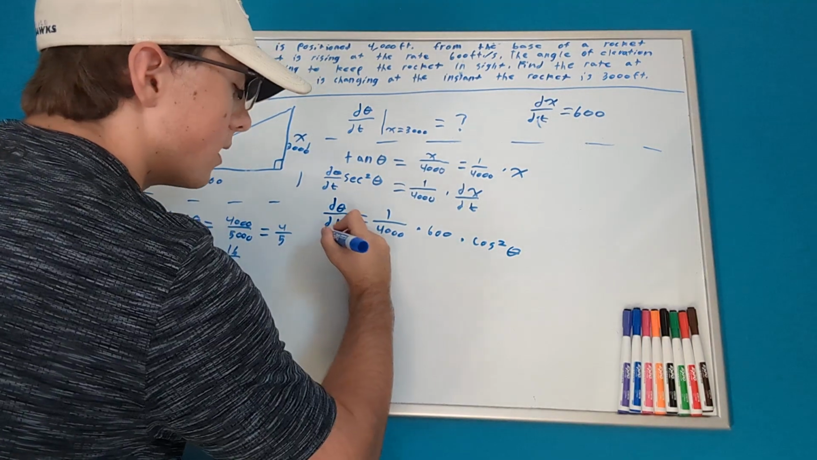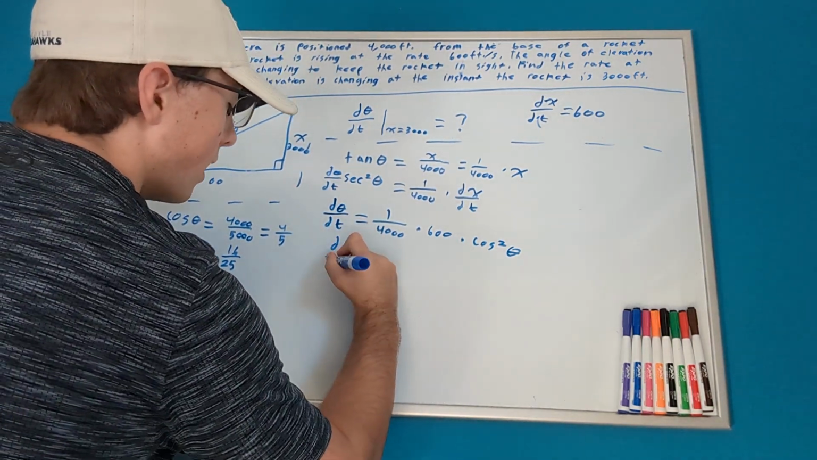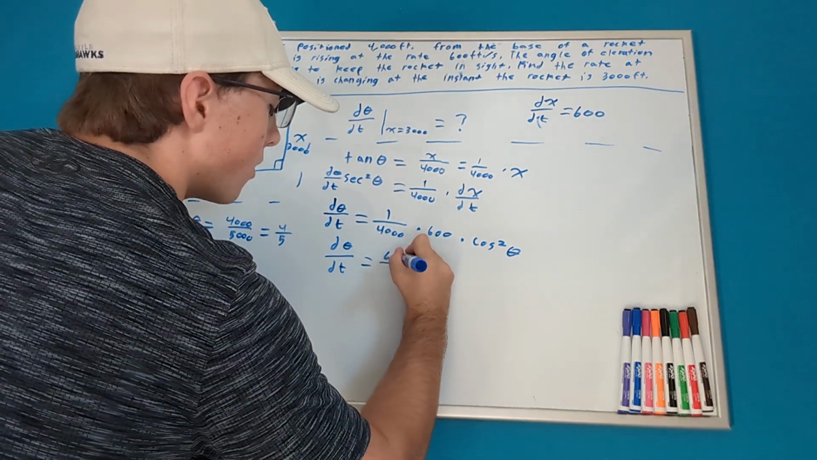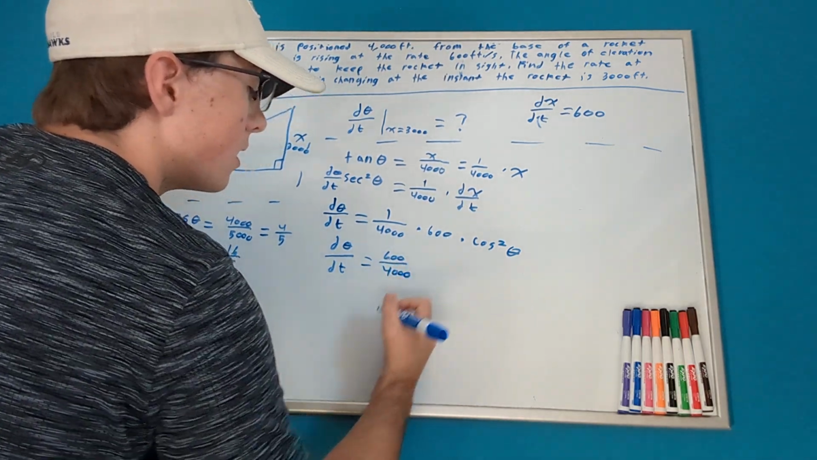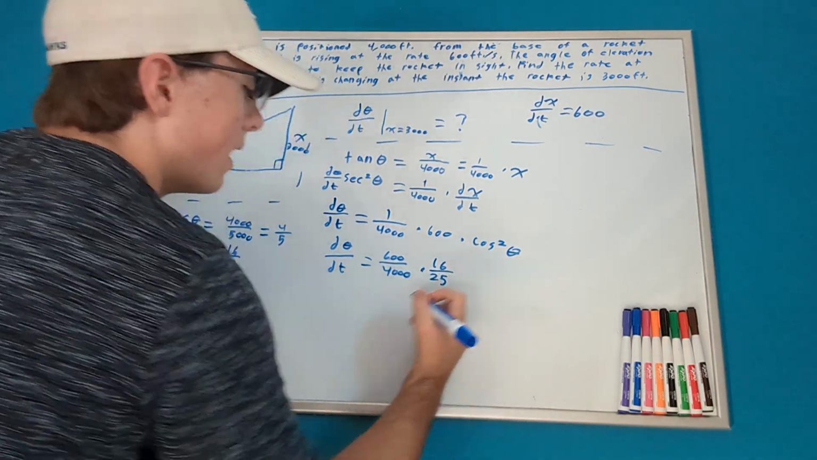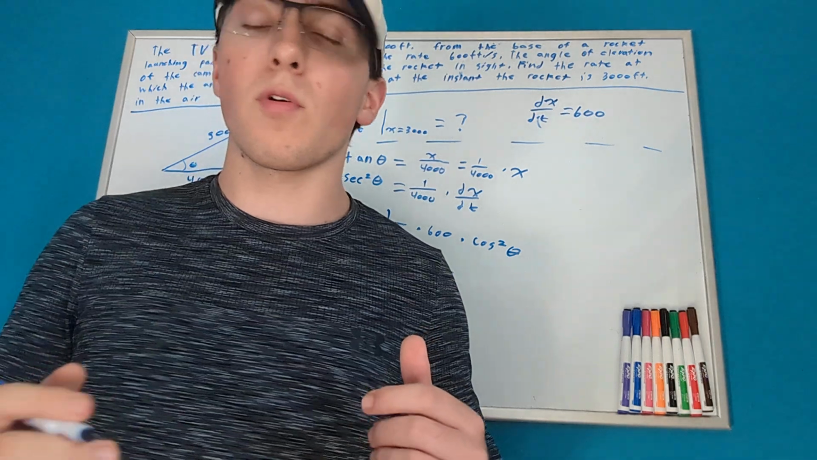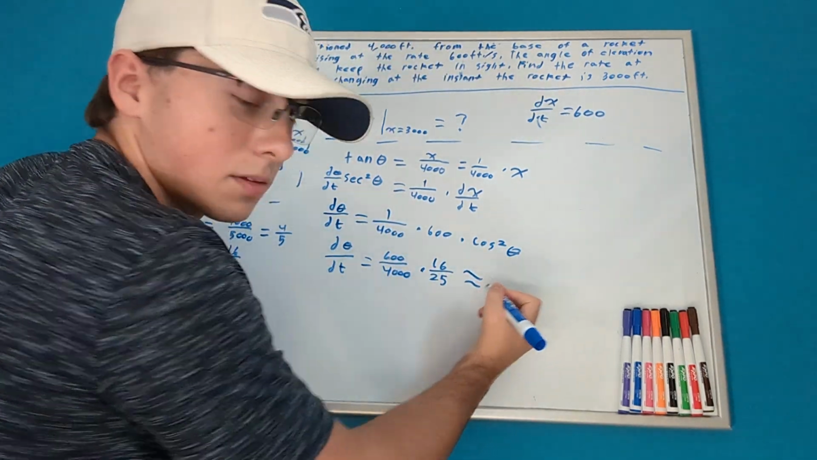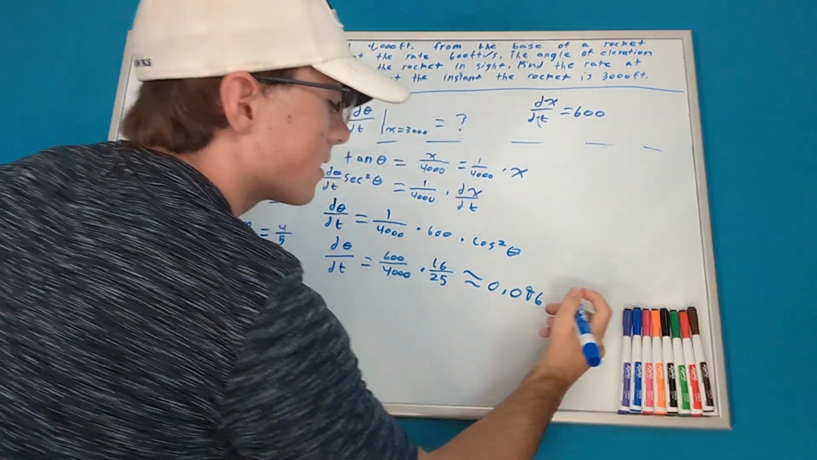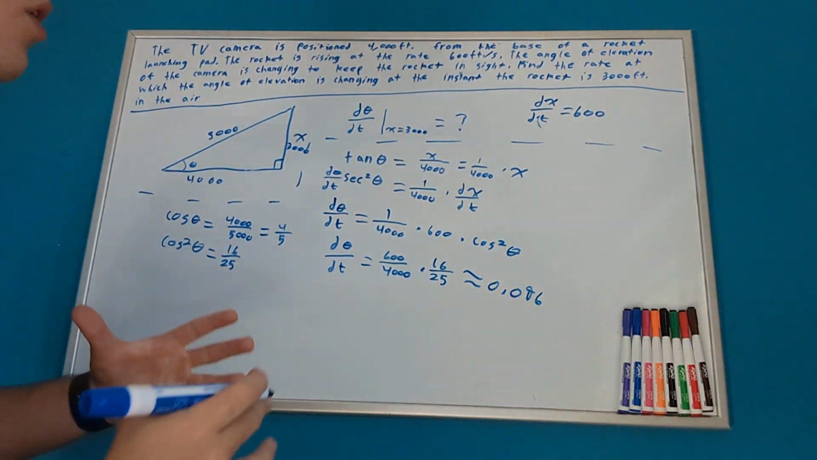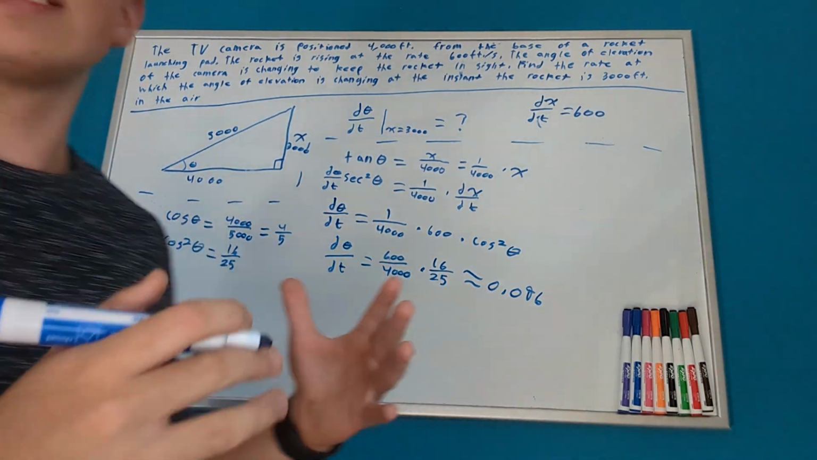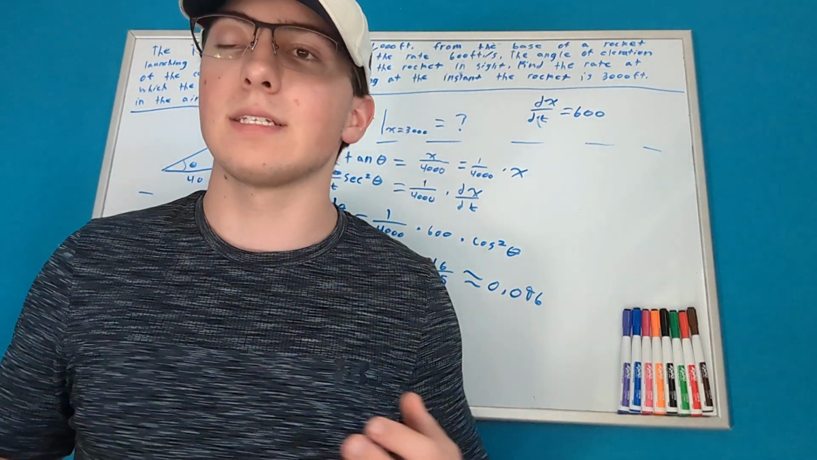So then we get d theta over dt equals 600 over 4,000 times 16 over 25. Now, if you do this math, you will get approximately 0.096, and this is in radians. So we know our angle is increasing at the rate of 0.096 radians per second. And that is the answer to our problem.